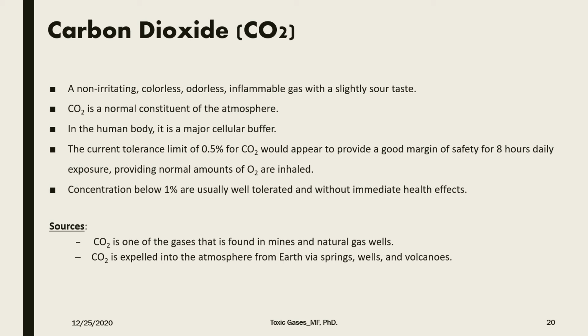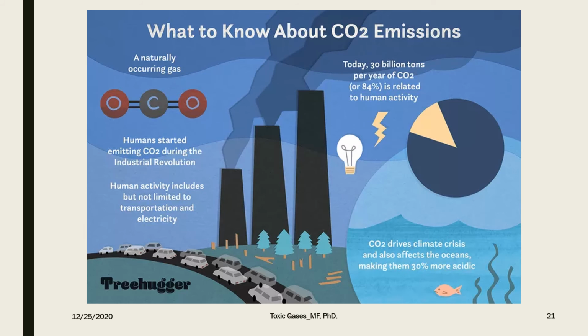Sources of carbon dioxide. It is one of the gases that is found in mines and natural gas wells. Carbon dioxide is expelled into atmosphere from Earth via springs, wells, and volcanoes. This graph gives you an idea about carbon dioxide emissions in the environment.